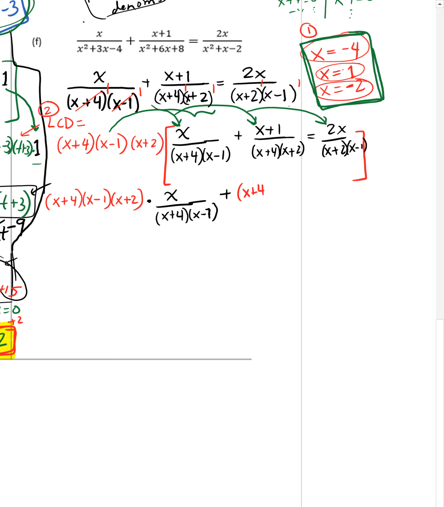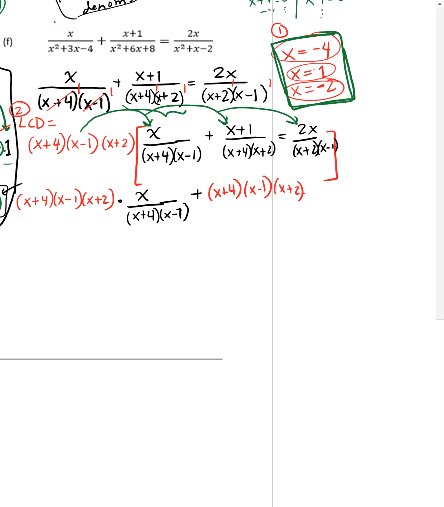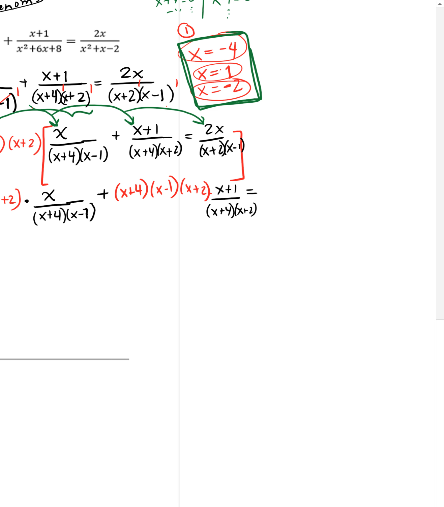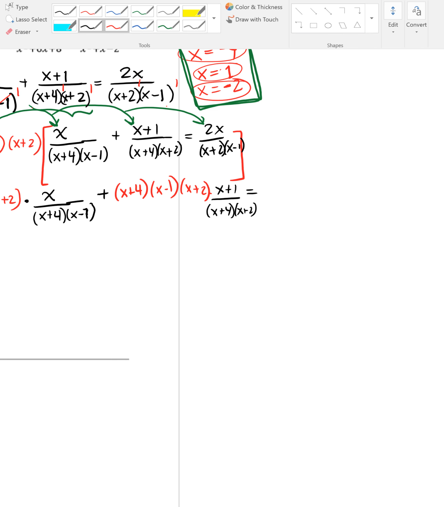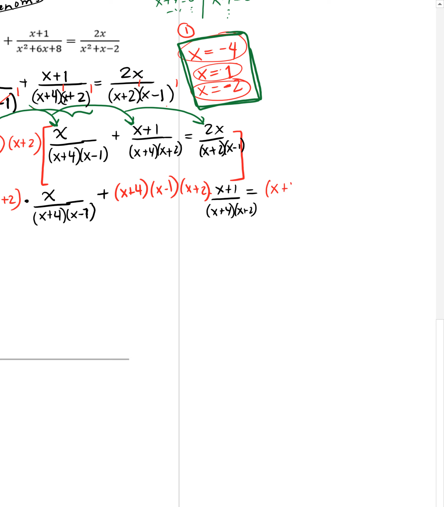now I'm going to write that whole LCD, x plus 2, next to the second fraction if I have room. Oh my gosh, this is crazy, huh? Times the second fraction, x plus 1 over x plus 4, x plus 2. And then the other side, same thing. All 3 factors, x plus 4, x minus 1, x plus 2, times the last fraction, which was 2x over x plus 2, x minus 1.